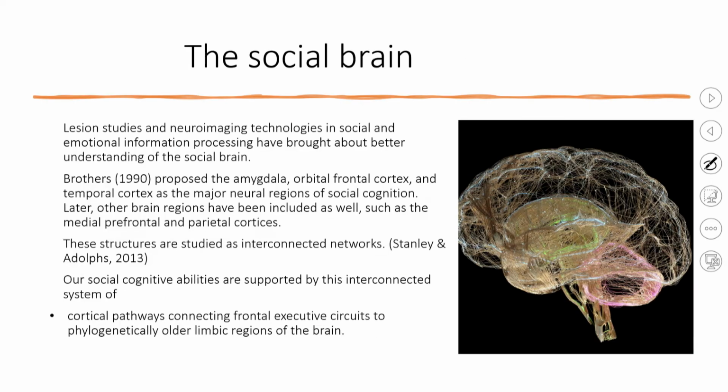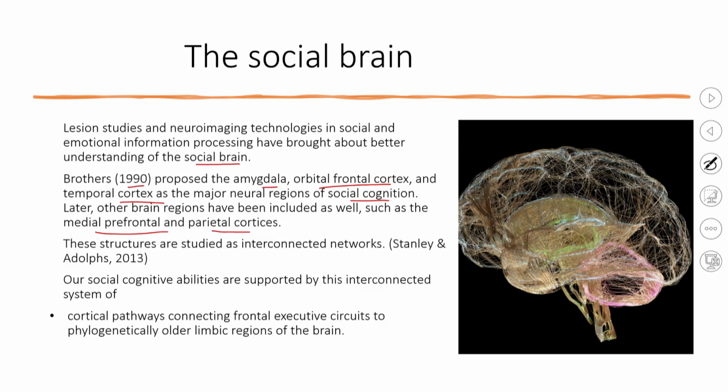So, lesion studies and neuroimaging technologies in social and emotional information processing have brought about better understanding of the social brain. Now, of course, we have very fine-tuned, very sophisticated machinery to check neural underpinning of even the minutest social behavior changes. So, Brothers in 1990 proposed the amygdala, orbital frontal cortex and the temporal cortex as the major neural regions for social cognition. So, what are the major brain areas for processing social information? These are the areas. Later other brain regions have been included as well, for example, the medial prefrontal and the parietal cortices. So, basically this has been developing over a period of time.